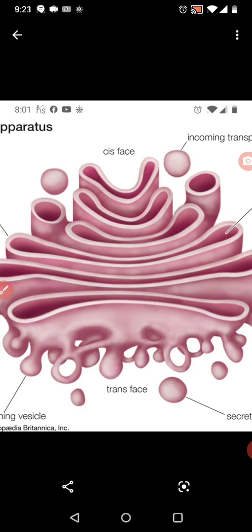The second function, which is also very important, is that it helps to convert simple sugar to complex sugar. The third function is that it is involved in the formation of lysosomes. Now children, the lysosome is another cell organelle, and lysosomes are mainly synthesized with the ER and Golgi apparatus. So we can say that Golgi bodies or Golgi apparatus also help to synthesize lysosomes. So these are all the functions of the Golgi apparatus.